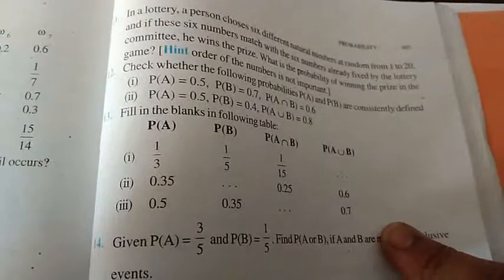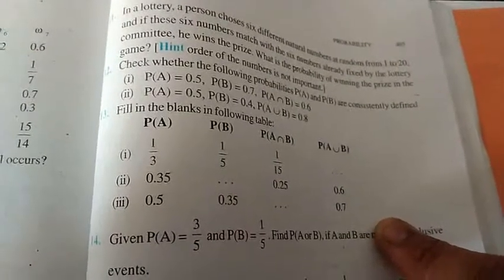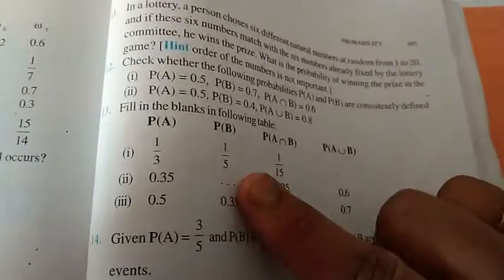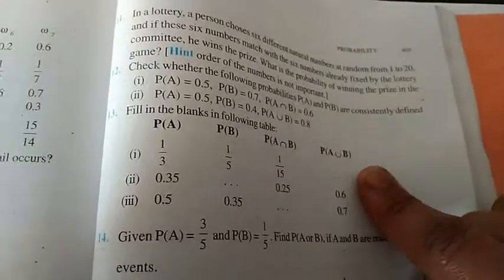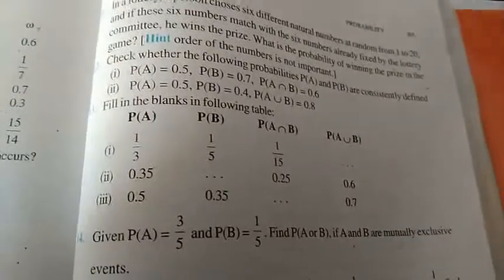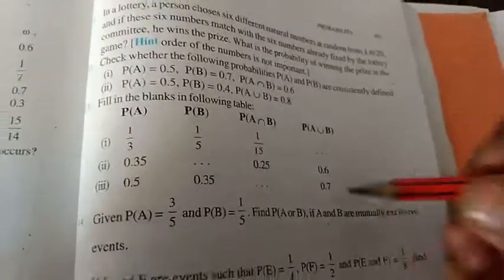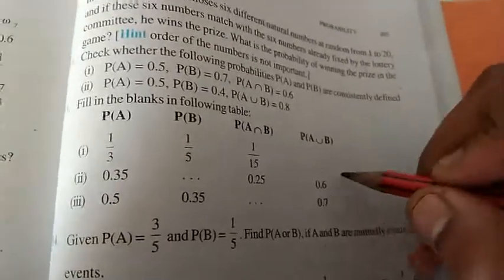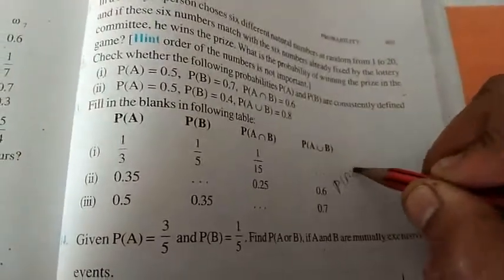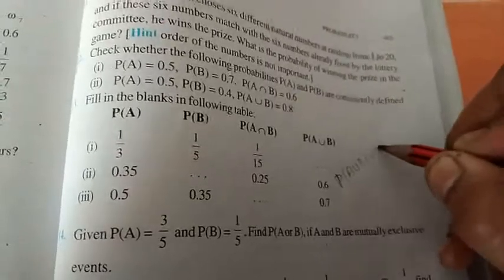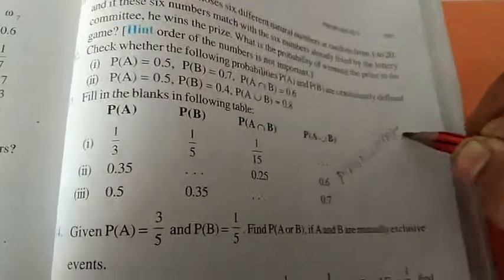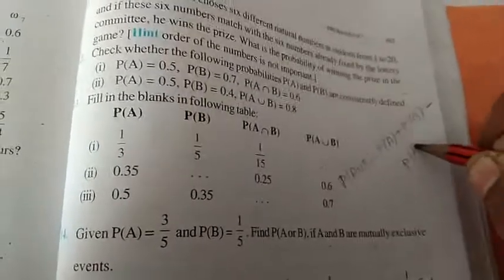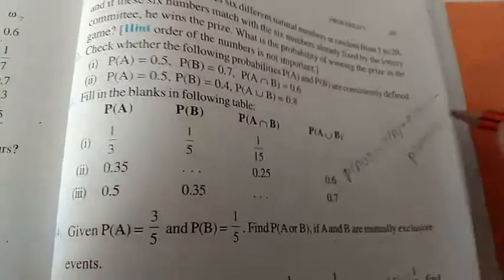Let us see the next question. Fill in the blanks in the following table. They have given you P of A, P of B, P of A intersection B, and P of A union B. Now, what is the relation between all these things? We have learnt through the axiom of probability. What is that? Probability of A union B is equal to probability of A plus probability of B minus probability of A intersection B, right?